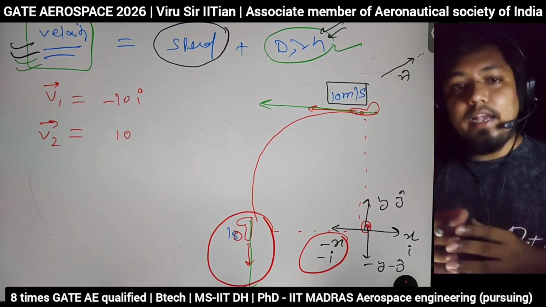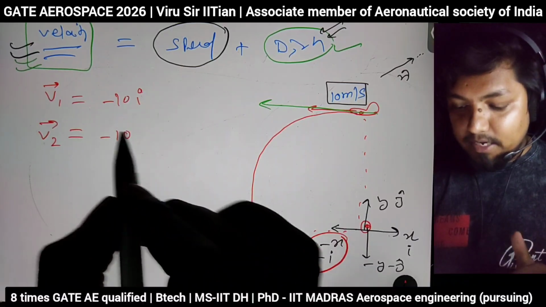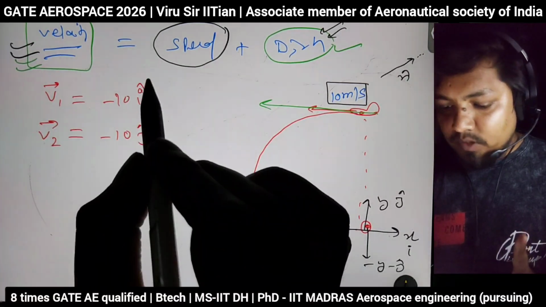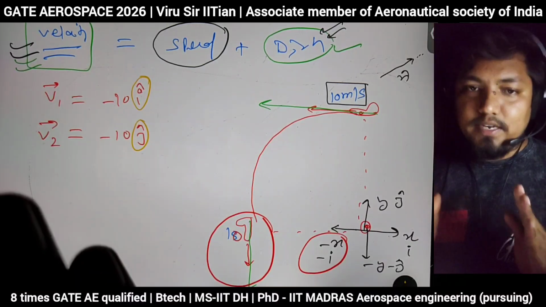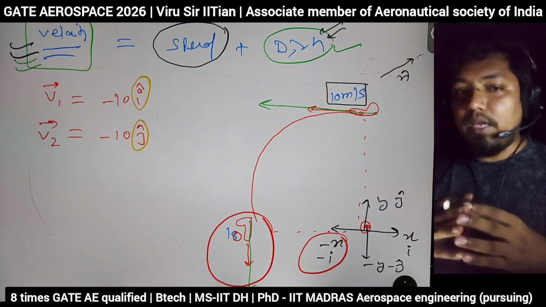It is still 10. Okay. What was your direction? Direction was in minus y direction, that is minus j. Okay. Now you can ask some fundamental question. Sir, why are you multiplying i and j? Answer is very simple. To convert my scalar quantity speed into velocity, I need direction.